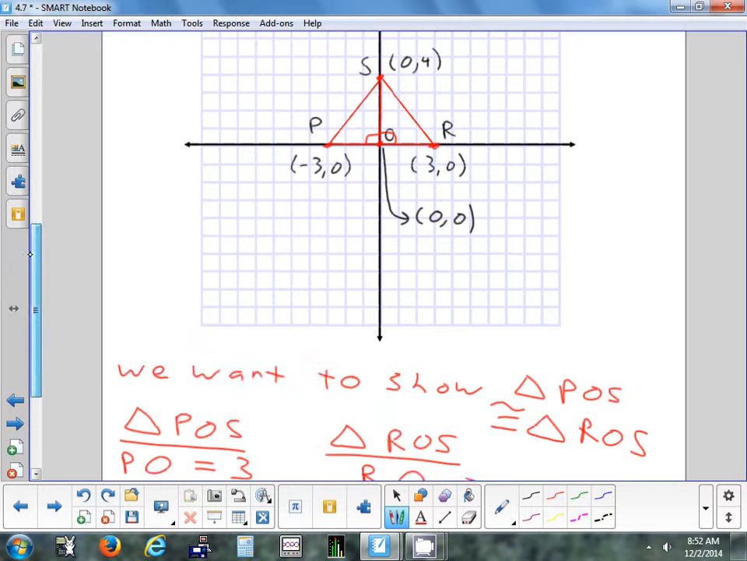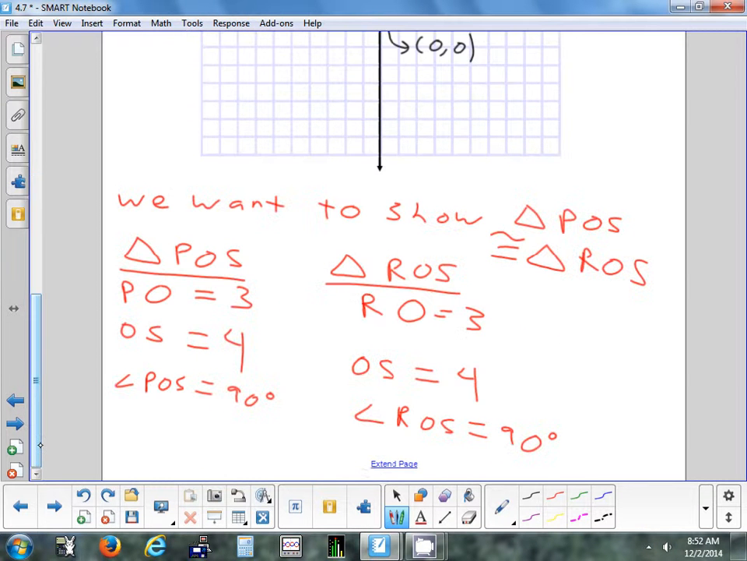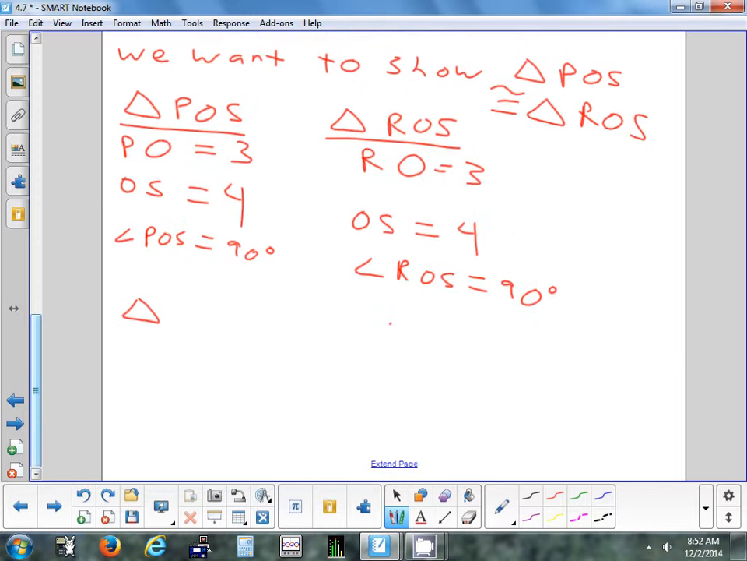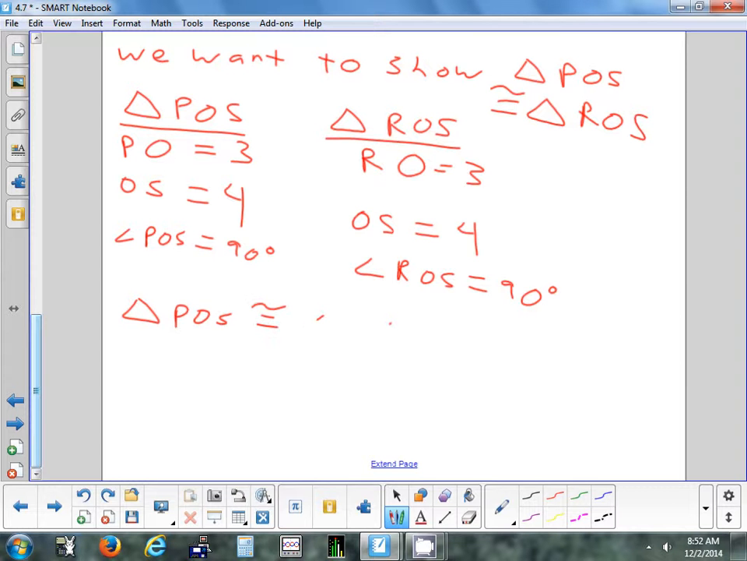Okay, I think we've proven those triangles are congruent. What's the reason? Matching that, side angle side. Yep, side angle side. So now we can say triangle POS is congruent to triangle ROS by side angle side. There really are no formal reasons for the other steps. We used formulas, slope, and then just directly measuring.